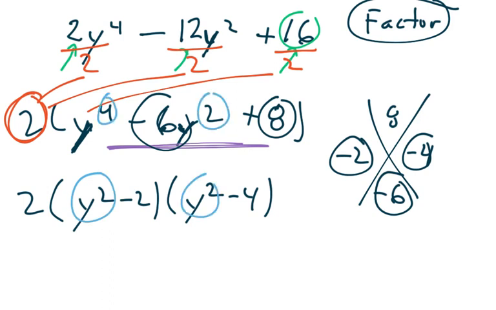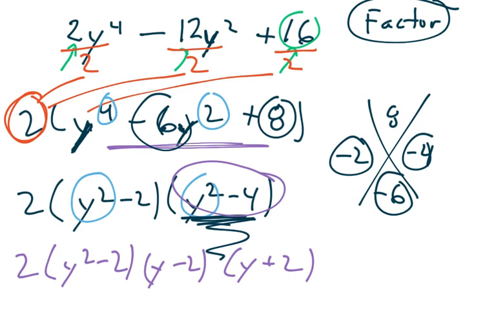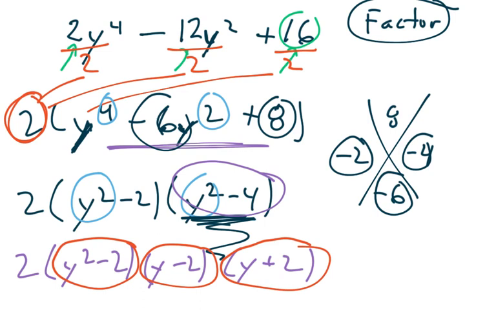Now, normally that would be our answer. However, I hope you notice right here, this is a difference of 2 squares. So our final result is the 2, the y squared minus 2, and this is y minus 2 and y plus 2. And so technically we would say we have 1, 2, 3 factors, although this one's squared. It's really 2 and 1. And of course the 2 is our GCF. But that's the complete factored form.